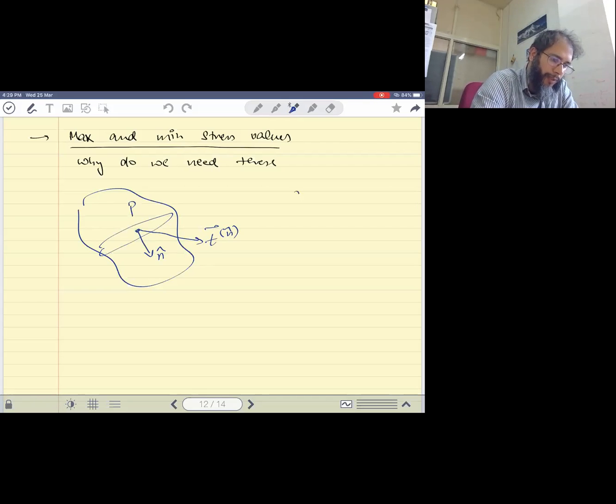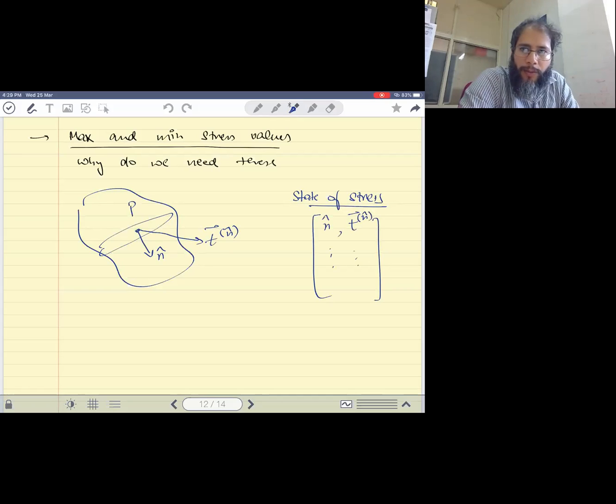So we talked about the state of stress as this infinitely sized array or a tuple, which has the normal directions as the first member of the tuple, and the second member is the corresponding stress vector or the traction vector in that cutting plane at point P. So this is at point P.